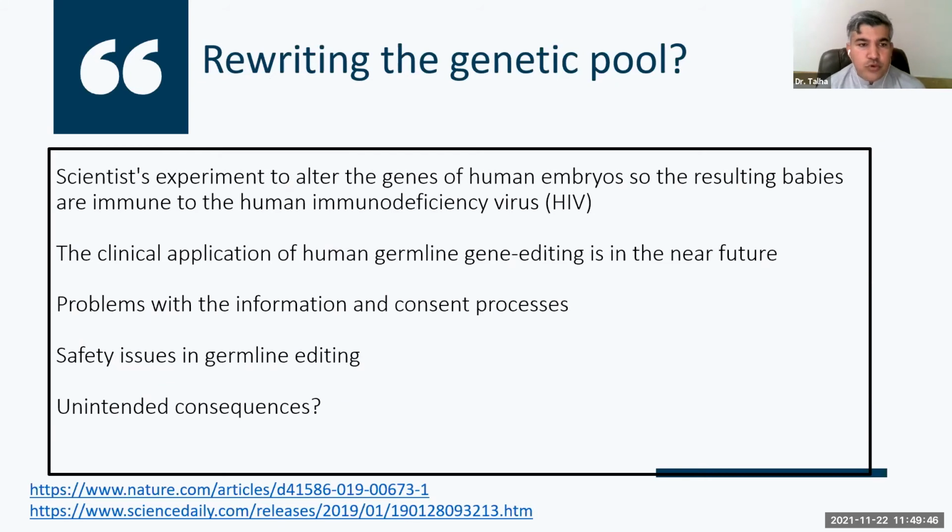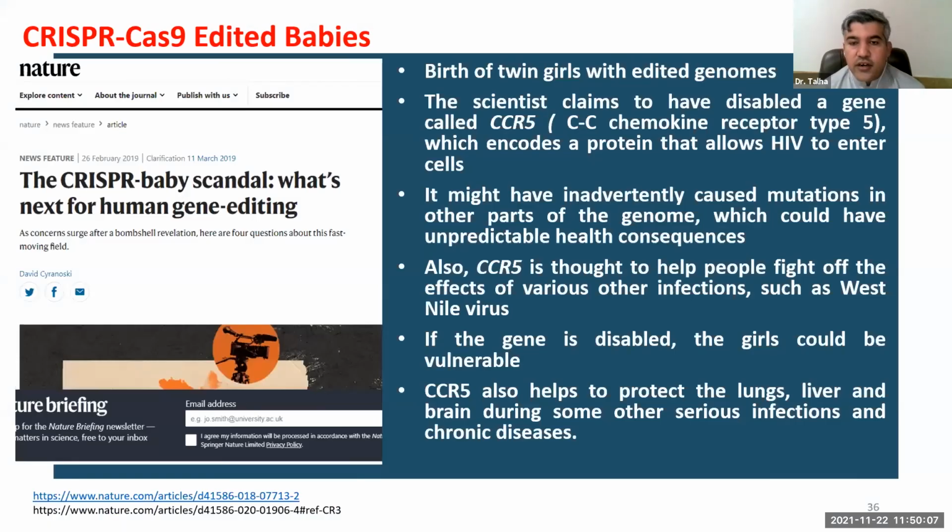And rewriting the genetic pool: a scientists' experiment that relates to genetic engineering, scientists experimenting to alter the genes of human embryos so that the resulting babies are immune to the immunodeficiency virus. That's related to the CRISPR-Cas technology, that very precise kind of genetic engineering technology. And it has some safety issues, and we'll see how they have done that.